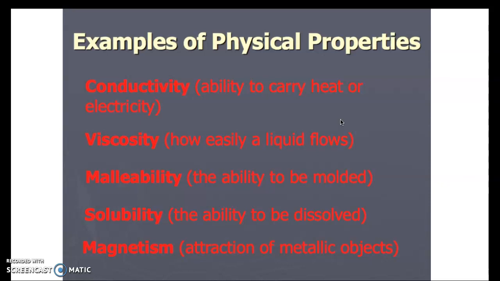The term malleability means how easily something can be formed or molded or its shape can be changed. So if I took a hammer to a piece of iron or steel, I probably would not be able to change its shape much. But if I took a piece of aluminum and beat it with a hammer, I could eventually flatten that aluminum into a thin sheet of metal because it's very malleable.